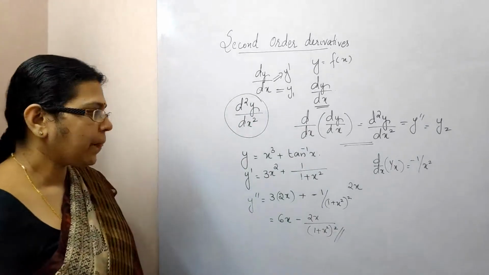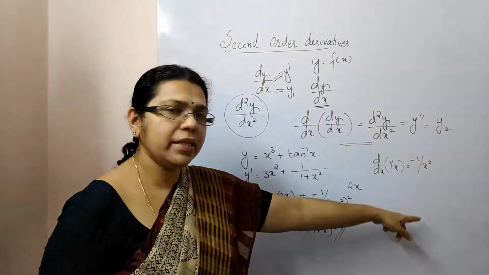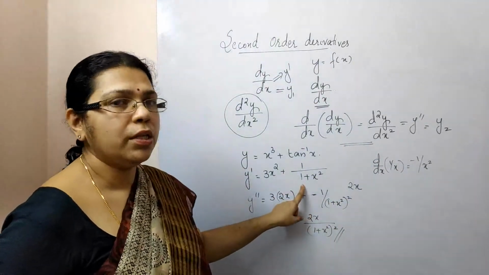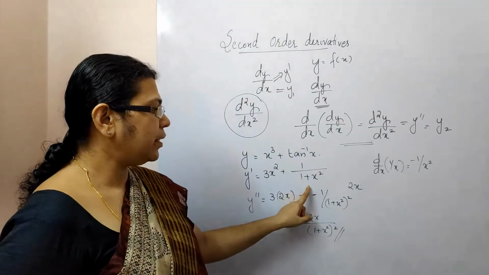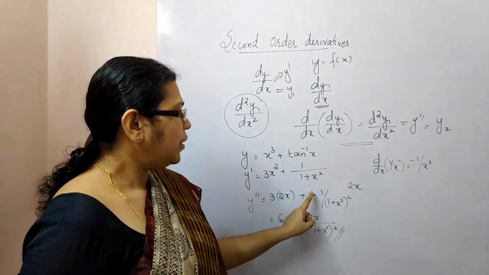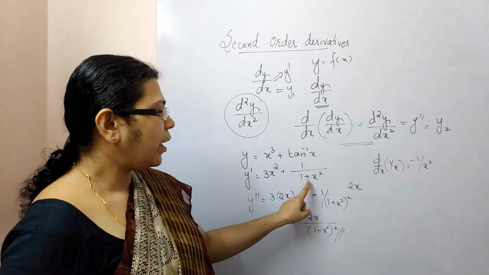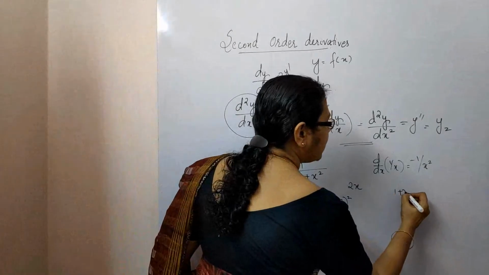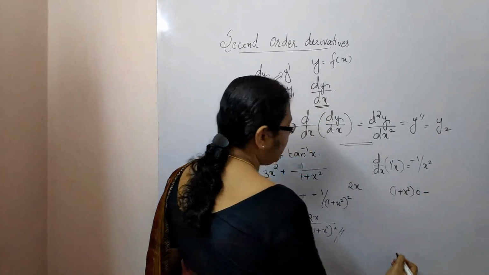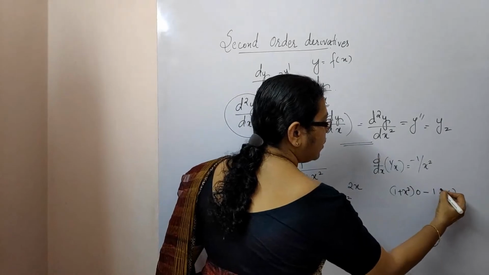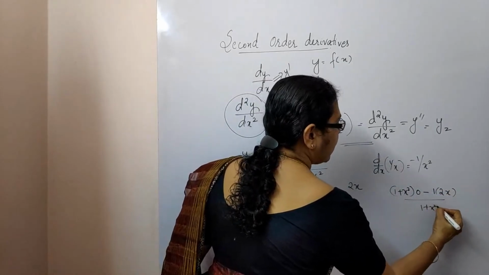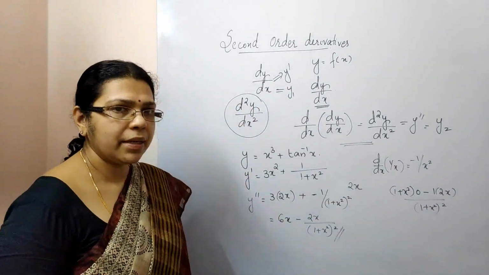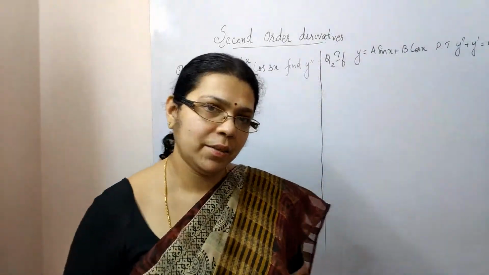Am I clear? Otherwise here I have taken it as minus 1 by x square. Derivative of 1 by x is minus 1 by x square. So if you want you can apply which rule? The quotient rule also. That is denominator into derivative of 1 is 0, minus numerator into derivative of the denominator. I shall write 1 plus x square into derivative of 1 which is 0, minus 1 into derivative of this which is 2x, by 1 plus x square the whole square. This is exactly the same thing. Okay, am I clear?